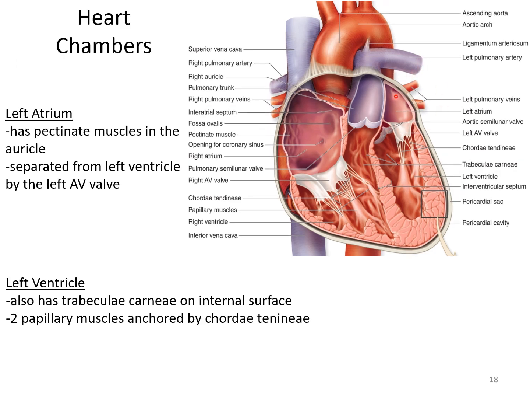Left atrium also has pectinate muscles in the auricle. Separated from the left ventricle, of course, by the left AV valve or the bicuspid or the mitral valve. Left ventricle also has that trabecula carnae that we saw in the right ventricle, and then you've got two papillary muscles. Here's one, here's two, again attached to the chordae tendineae of the mitral valve.